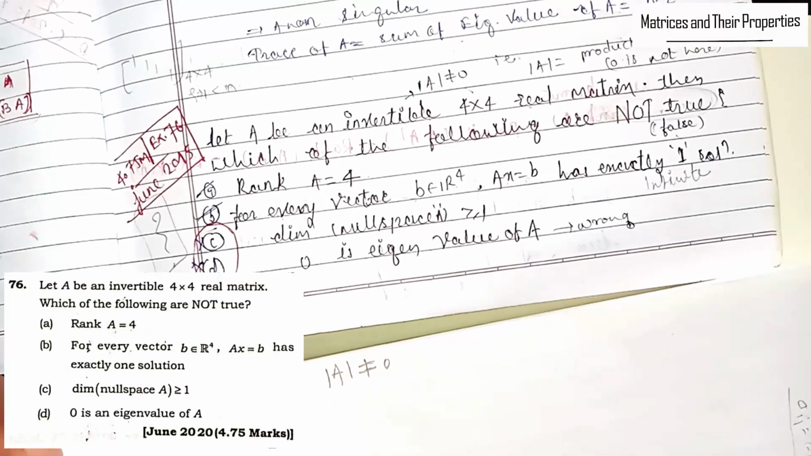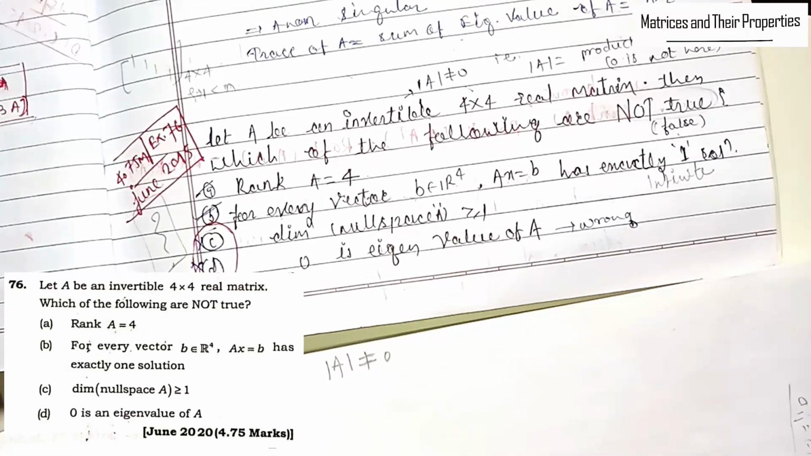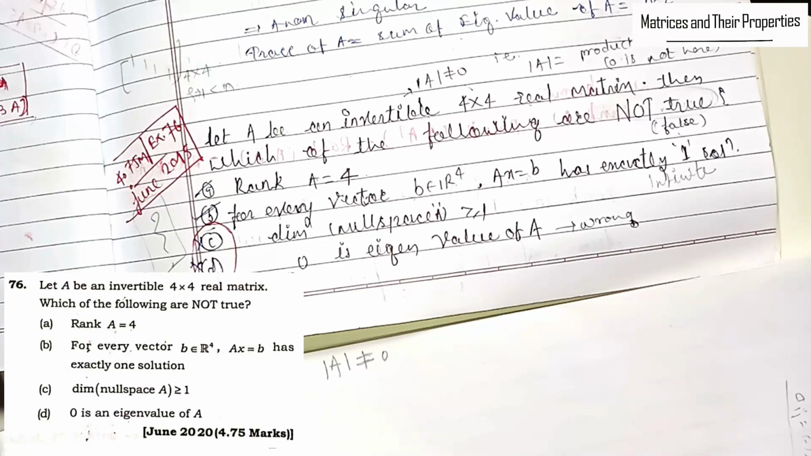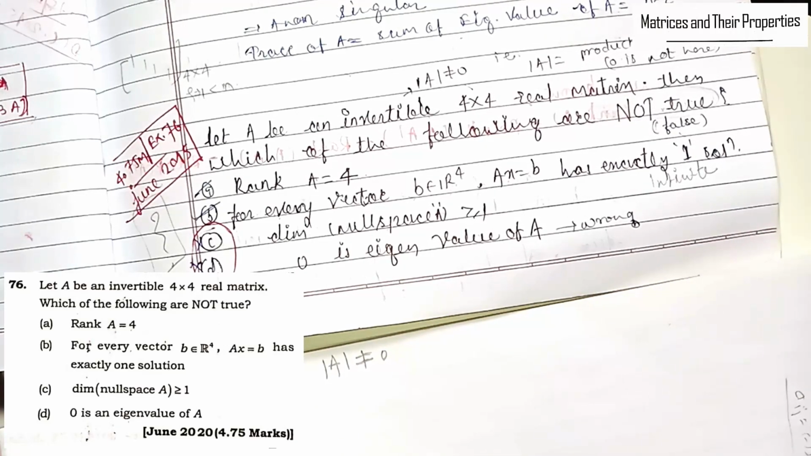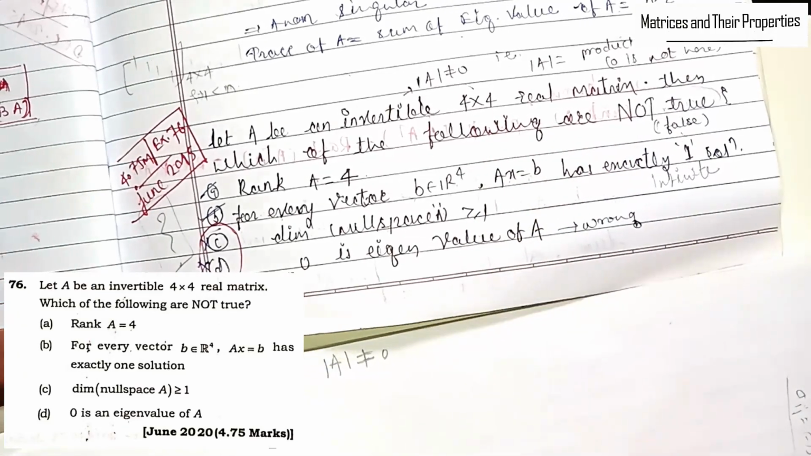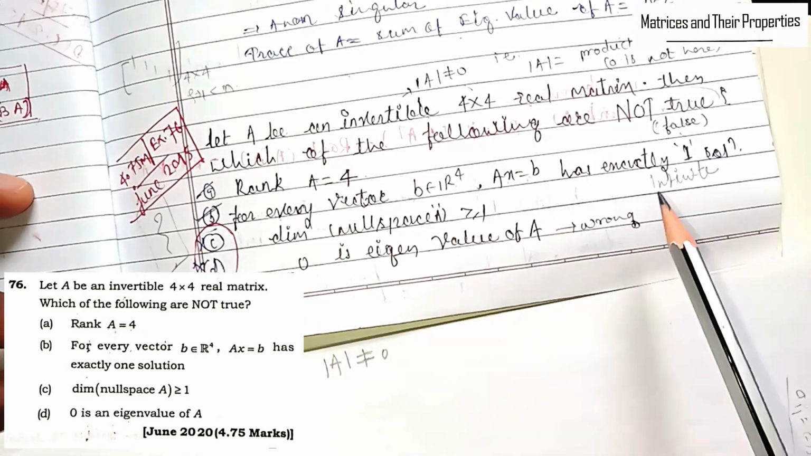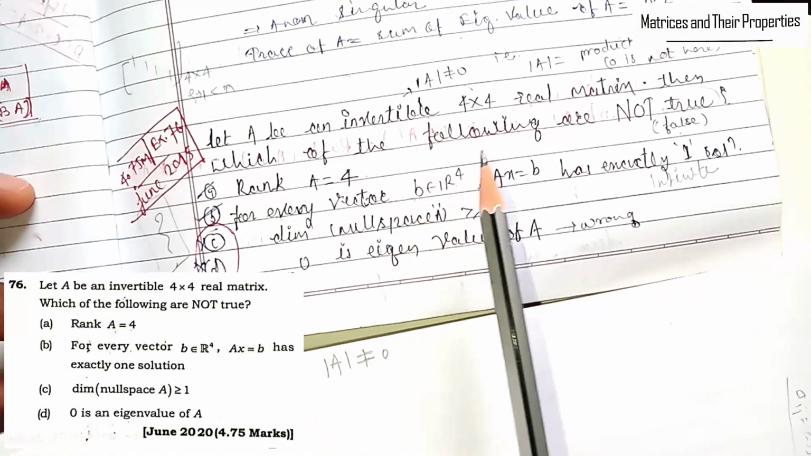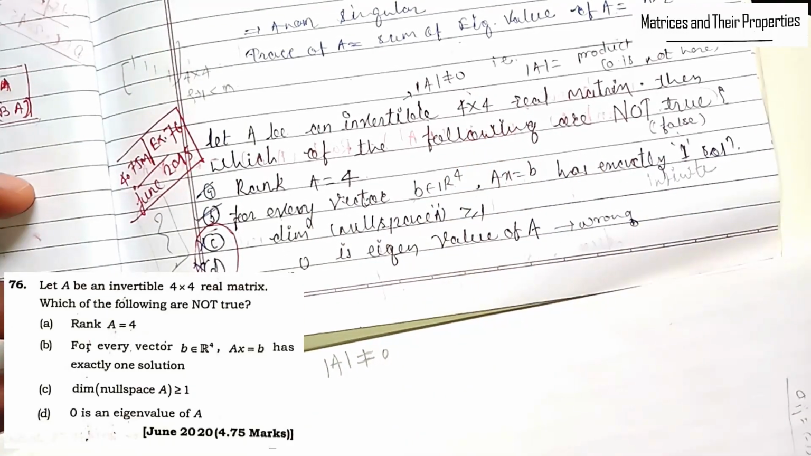So we have to check that there exists an element in each row, and it is an invertible matrix with 4x4 entries. 4x4 entries means 4 rows and 4 columns, and rank 4 means we have all 4 rows and 4 columns with non-zero entries, that cannot be 0. That's why it is rank 4. If the determinant is non-zero, that means all eigenvalues need to be non-zero.